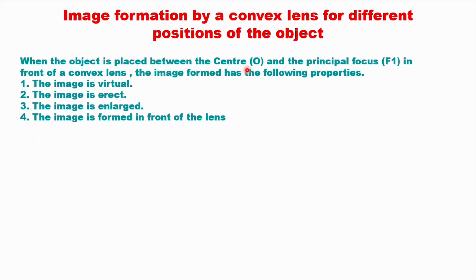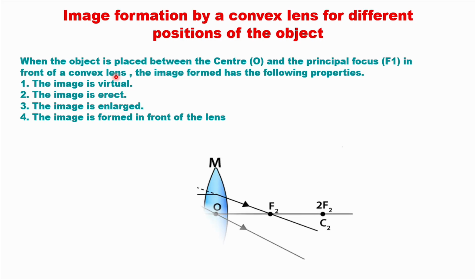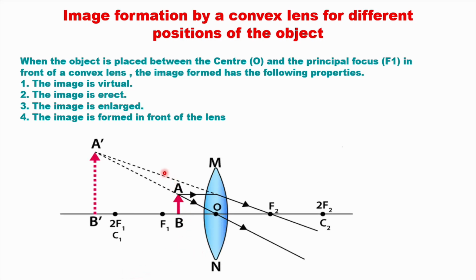So when the object is placed between the center O and the principal focus f1 in front of a convex lens, just see the diagram. This is the object AB placed in between optical center O and f1. What is the image formation? The image is formed in front of the lens. It is not on the right side of the lens. It is formed in front of the lens.